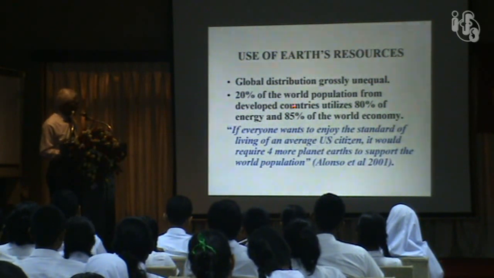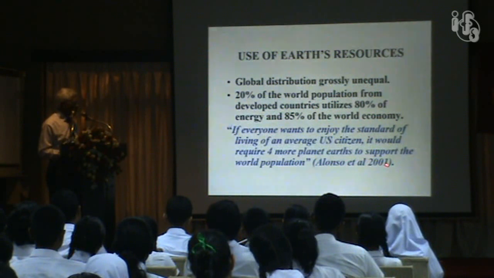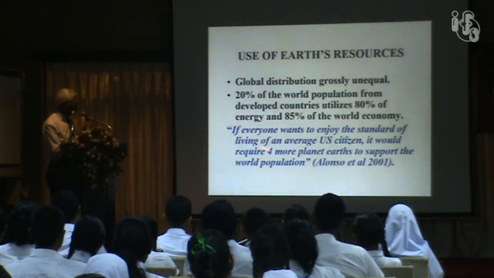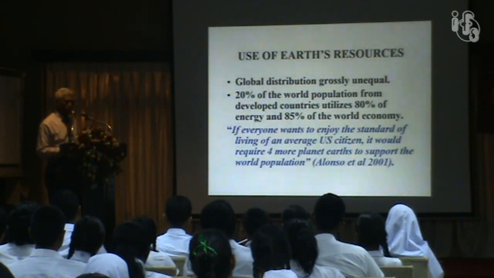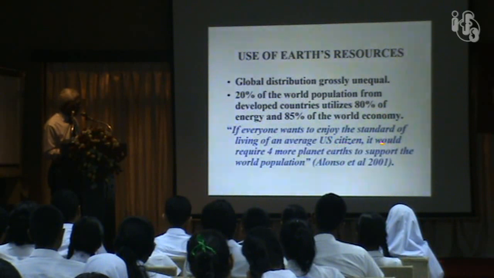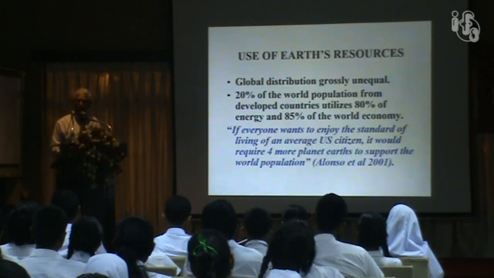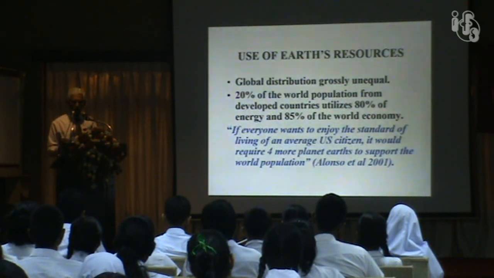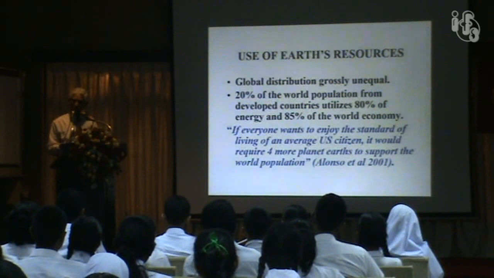Unequal distribution. And in the Smithsonian publication, where they valued the bioresources, there's a final statement which says, if everyone wants to enjoy the standard of living of an average citizen of the United States, it would require 4 more planet Earths to support the world population. And so if everyone wants to emulate the US living, so much of waste, so much of the utilization of energy and resources, we will need 4 more planets. This planet Earth won't be enough. So we have to be aware of this.